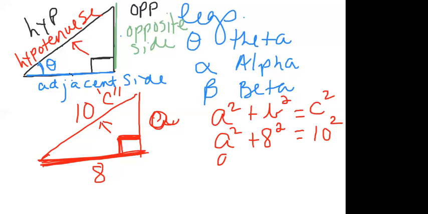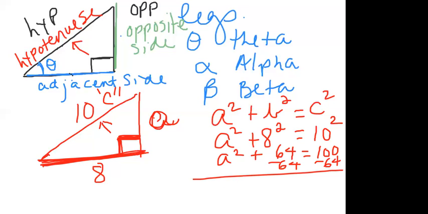So now let's work it out to calculate the value of A. So 8 squared is 64, 10 squared is 100. You subtract 64 from both sides, and so the result ends up being A squared is equal to 36, okay? So remember, this cancels out here, guys.